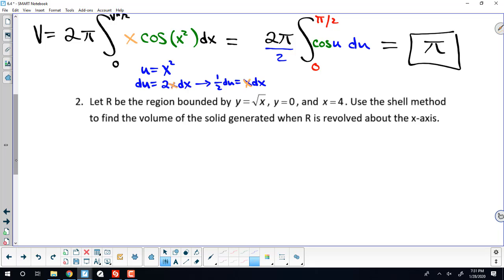All right, so we've got a region bound by the functions given. Again, use the shell method and revolve it around the x-axis. So I'm just going to draw this region. It's always sketch the region and then go back to which method you're using so you can determine which way your slices are running, which determines how you're going to integrate it with respect to what variable.